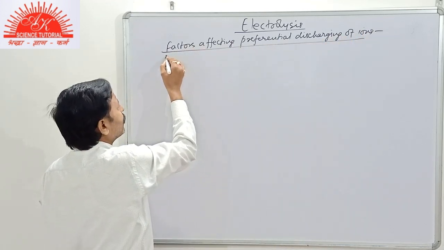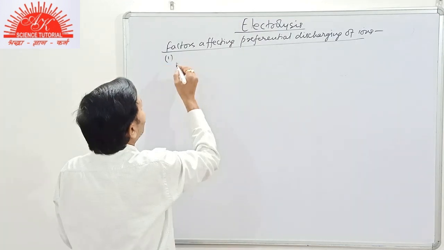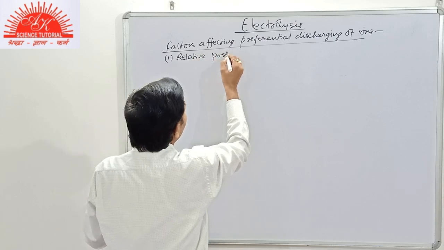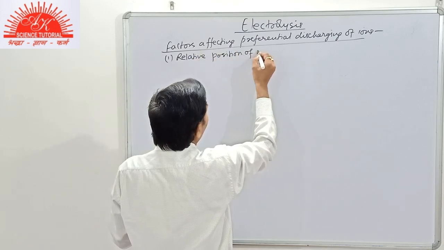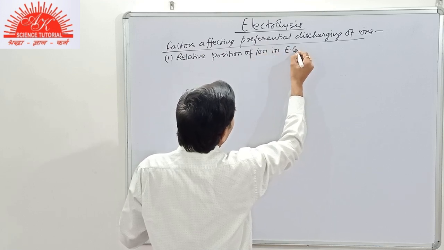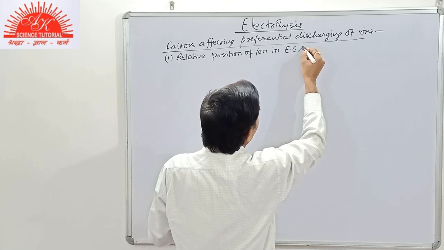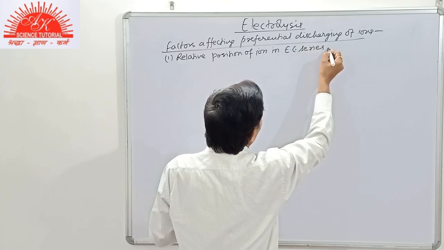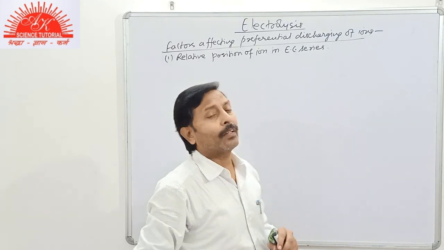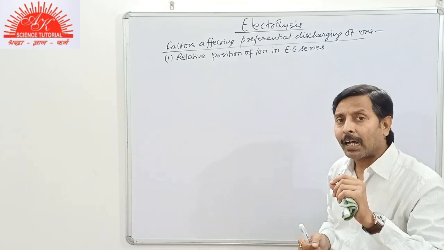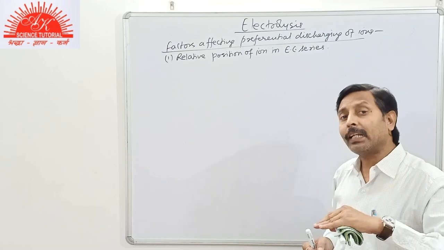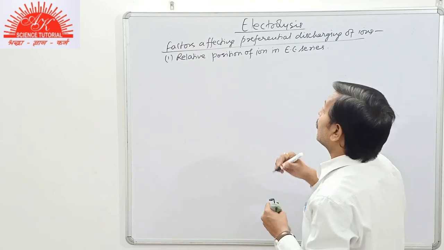Here we write the first factor: the relative position of the ion in the electrochemical series. In short, we write EC series, electrochemical series. Which ion is placed in which position in the electrochemical series, and how is discharging affected by that relative position?